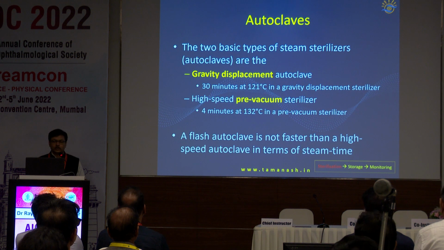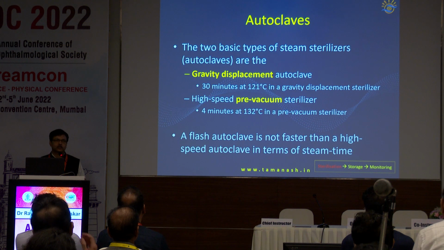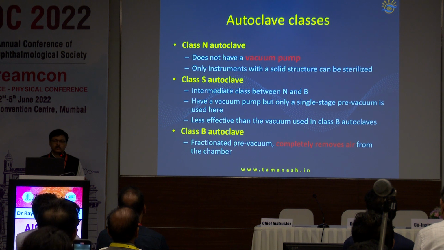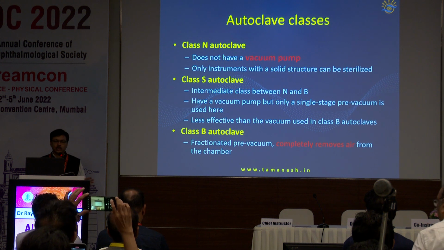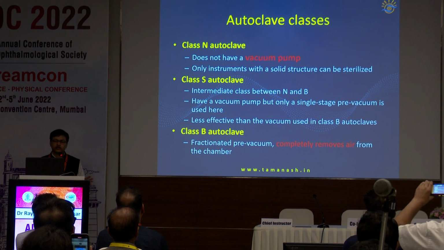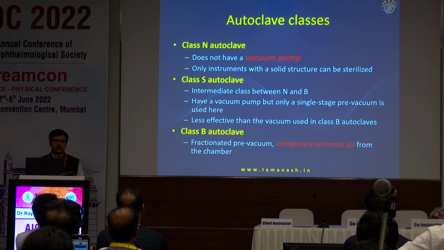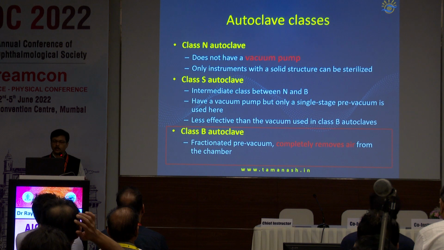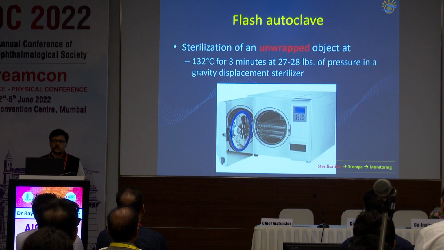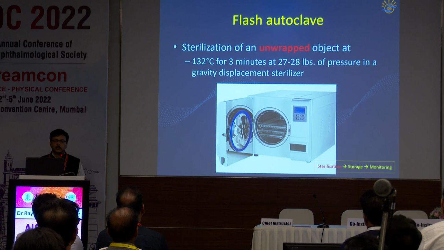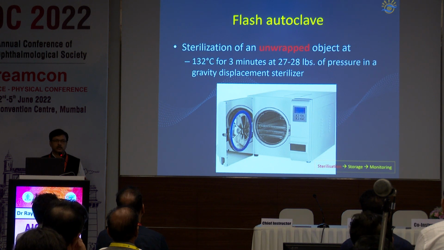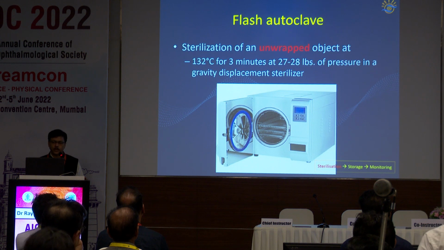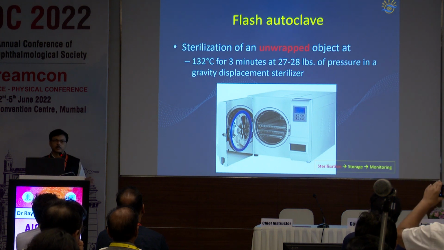So a flash autoclave is not faster in the sense that the steam time is not less. It cannot be. The steam timing will be the same as high-speed normal horizontal autoclaves. So these are the classes of autoclave. We are concerned only with the last. There is a class B autoclave, which completely removes air. So there is a pre-vacuum cycle and a post-vacuum cycle in which the steam again is removed. So for a flash autoclave, one thing to be remembered is that it is for unwrapped instruments. If you are using a flash autoclave, you should not use wrapped instruments. That is for the normal class B high-speed autoclaves.